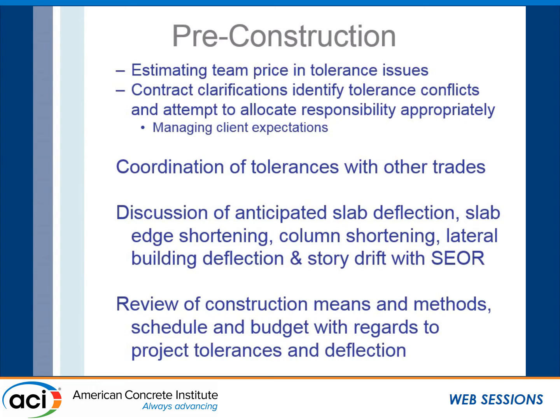the engineer of record. We really need their input, and they need to provide us information in addition to just what's on the construction documents. That means slab deflection contour maps, as well as actual written estimates provided to us for slab edge shortening, column shortening, and story drift. So again, we can communicate that to other people who are going to have to interface with our cast-in-place concrete structure. And then review of the construction means and methods, schedule and budget with regards to project tolerances and deflection.